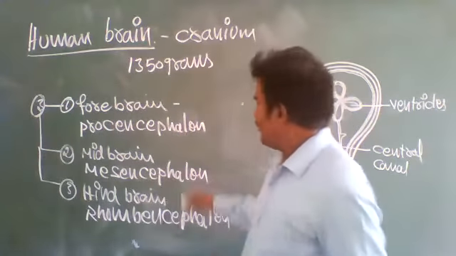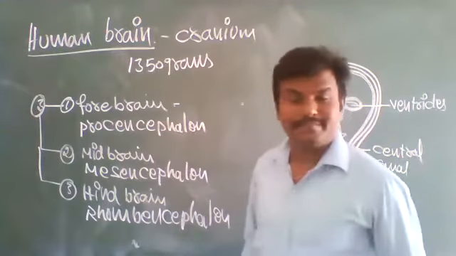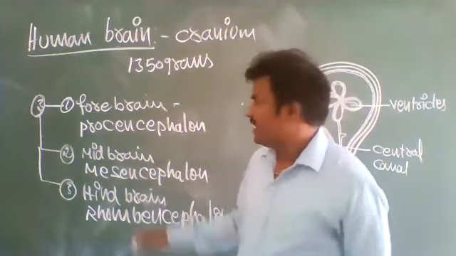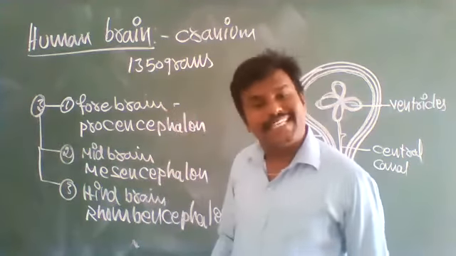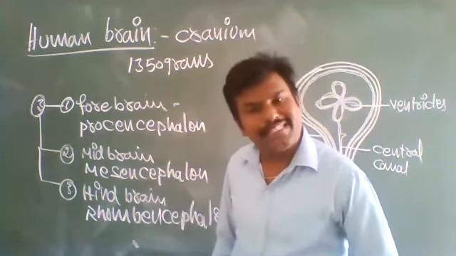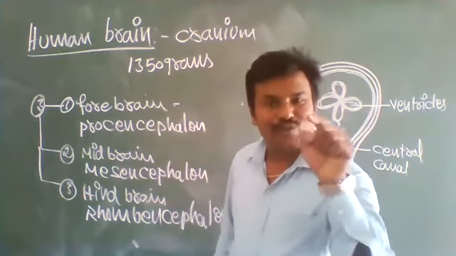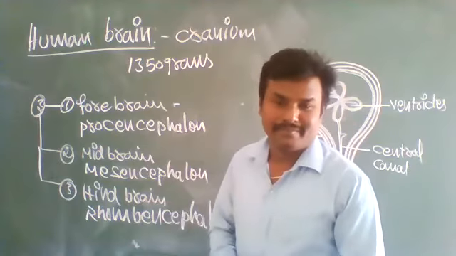So see here, forebrain, midbrain, hindbrain. Everybody knows that, you already studied it in your classes. But forebrain is also called prosencephalon, midbrain is also called mesencephalon, and hindbrain is also called rhombencephalon. These names you have to remember.